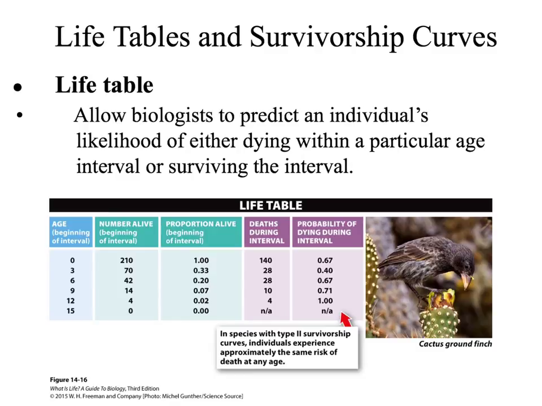We can count each number of birds that is alive during each interval. So in this case, we see at 0 years there are 210 birds. The proportion of being alive is 100% or 1. During that first block of time, 0 to 3 years, we see that 140 deaths occurred, and the probability of dying during that interval was 67%. We do this throughout the bird's entire lifespan until all of the birds have passed away. This gives us a good idea of what is occurring in these birds' lives.